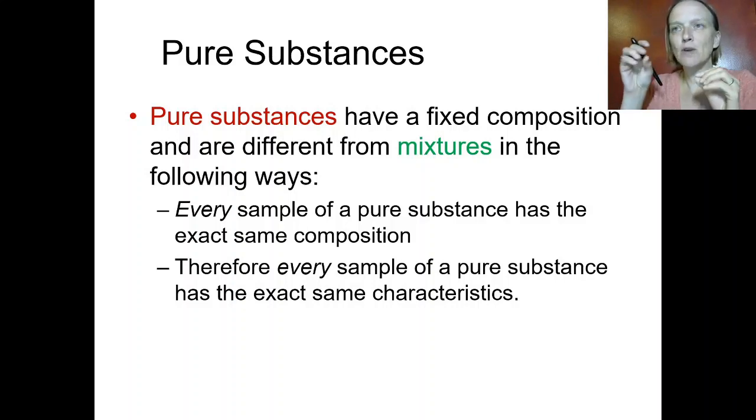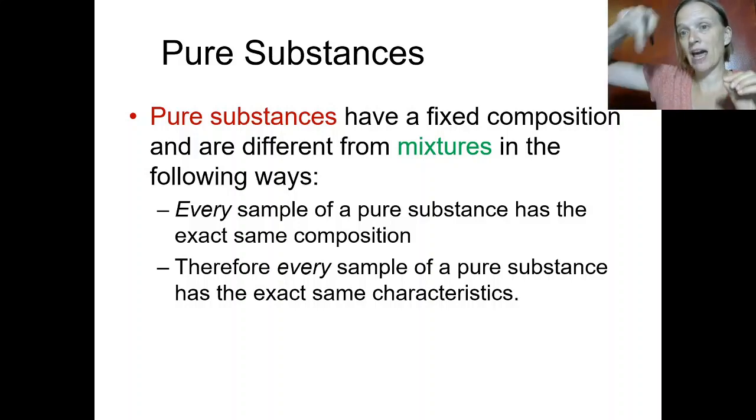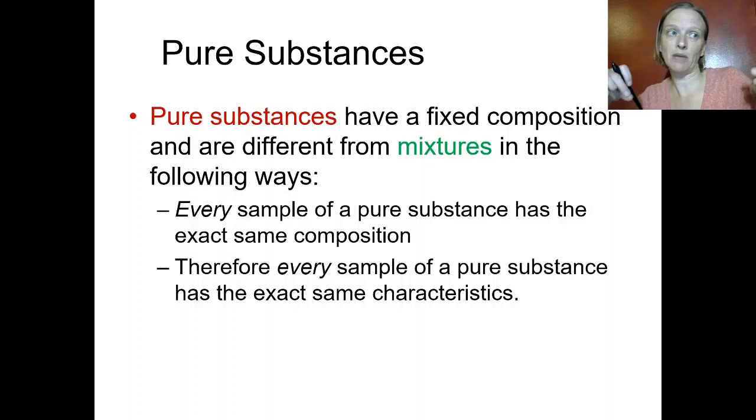So this is even if you get down to the one molecule or one atom level. If you pick out one atom here and one atom here, they're exactly the same. And you can't achieve that even with salt water. If you pick up one molecule and one molecule, they won't necessarily be the same. Here you might get a molecule of water, and here you might get a molecule of, well, you don't have molecules of salt because it's ionic, but you get my point. So every sample of a pure substance has the exact same composition.